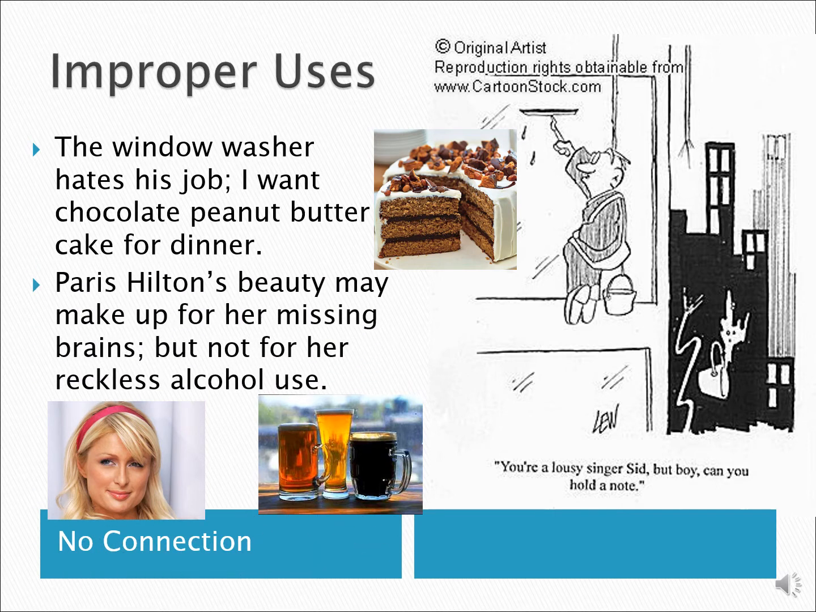And then also watch for this. So Paris Hilton, whatever she's doing these days, Paris Hilton's beauty may make up for her missing brains. That's a complete sentence, but not for her reckless alcohol use. That is not a complete sentence. So we would not put a semicolon there. We would just continue with the sentence. No punctuation mark would be needed at all. All right, so careful with that.